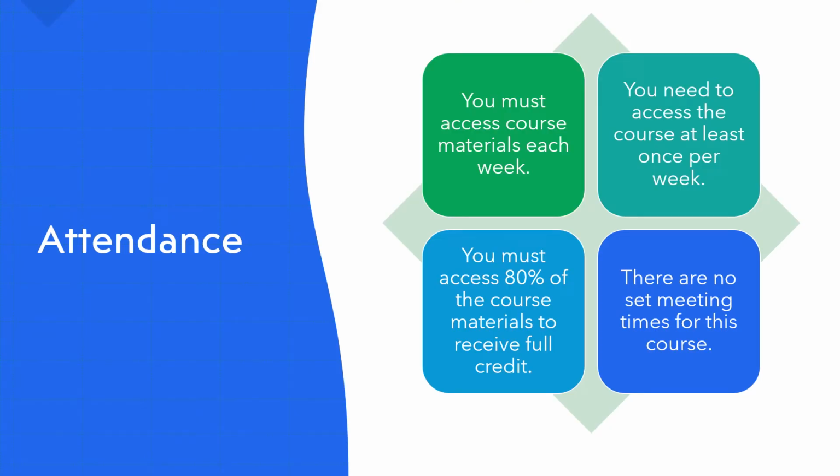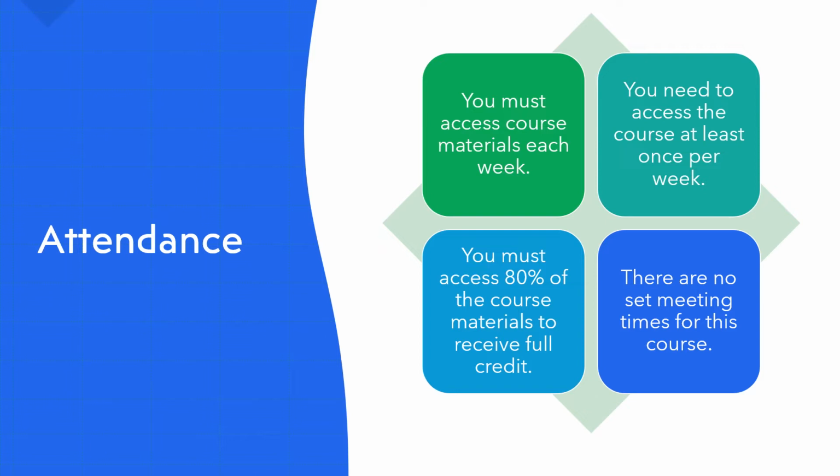Attendance is mandatory for this class. Although this is an online course, everything is fully online. Like you would see in the 4th point, there are no set meeting times for the course, but you still need to access the course, or access Canvas, at least once per week to gain credit. And you must access at least 80% of the course materials to receive full credit. So what this is saying is that, in essence, you need to at least log on once a week to view the lecture video and complete any assignments or any discussion posts there are.